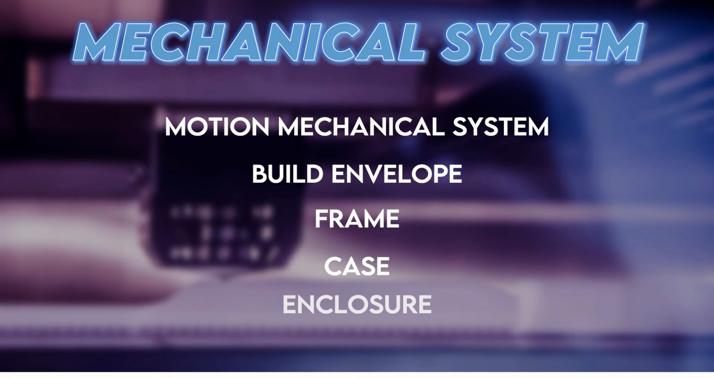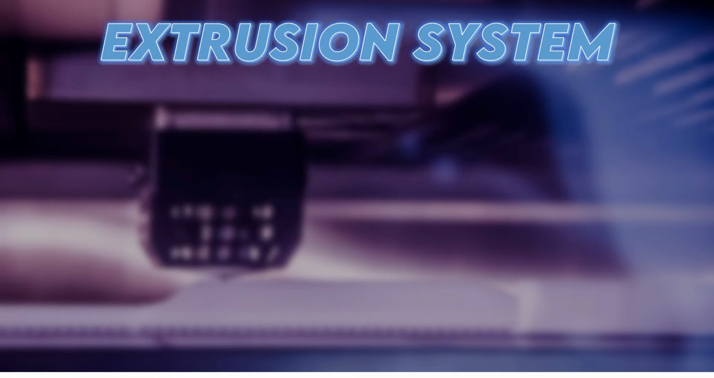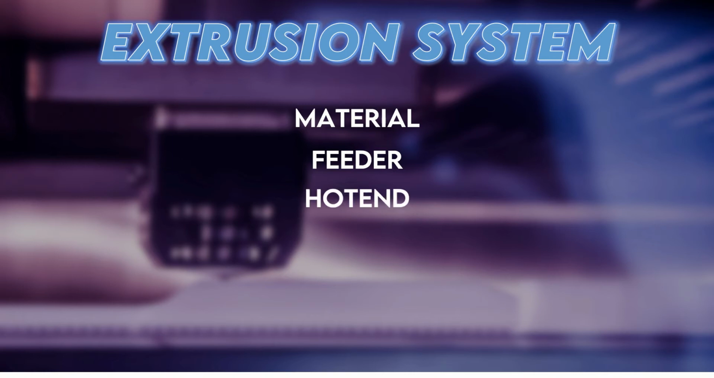Finally, we will talk about the extrusion system. The extrusion system starts with the insertion of the filament and follows all the way through the molten plastic reaching the build platform. The extrusion system includes a number of subsystems and components that we will look at individually: material, feeder, hotend, active cooling, and the build platform.